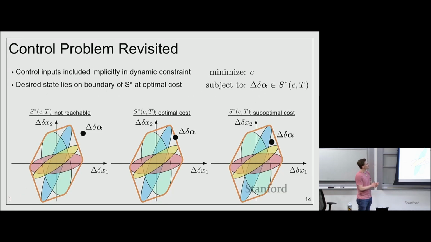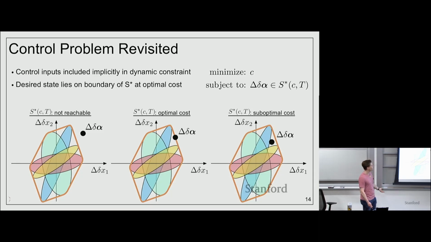So now we can take this control problem that we had previously and greatly simplify it by including the control inputs in the control problem implicitly in the constraints. Now we're just minimizing this cost, C, subject to the desired pseudostate being within the reachable set. Now what does that mean?